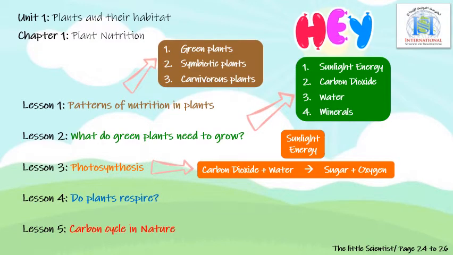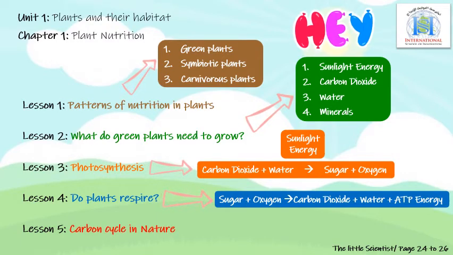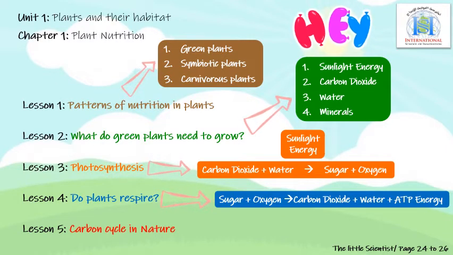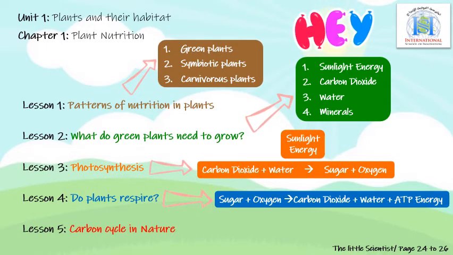Then plants use the food they made, which is the sugar, with the oxygen that they breathe in to produce the ATP energy that is essential for their growth. While breathing, while going through the respiration process, plants release carbon dioxide and water.